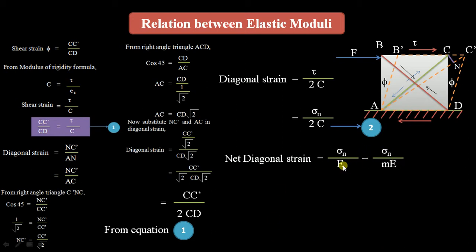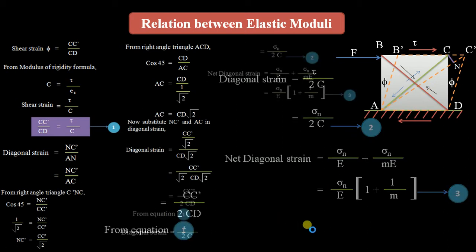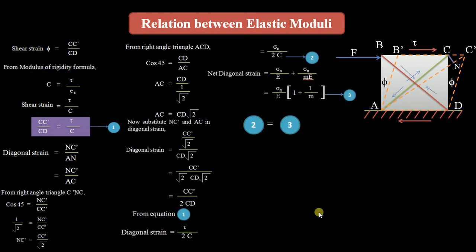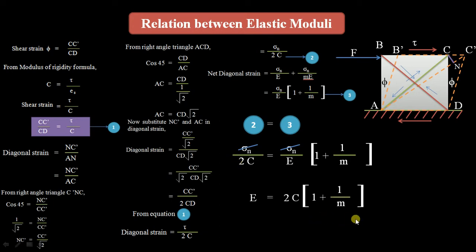In these two terms sigma n by E is common, so take sigma n by E as common and write it as 1 plus 1 by m. Again, assume this equation as 3. When you consider 2 and 3, both are related to the diagonal strain only, so we can make these two equations equal. So sigma n by 2c is equal to sigma n by E into 1 plus 1 by m. Sigma n is common and can be cancelled, then E goes to the left side and 2c comes to the right side. So E is equal to 2c into 1 plus 1 by m.